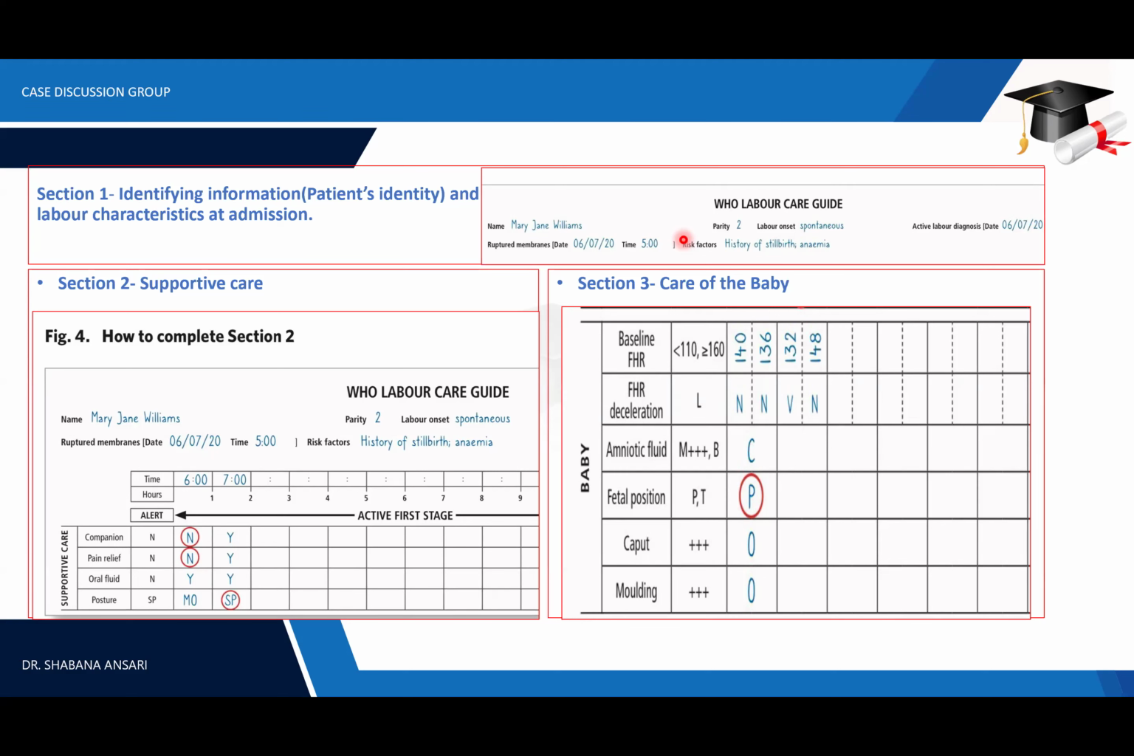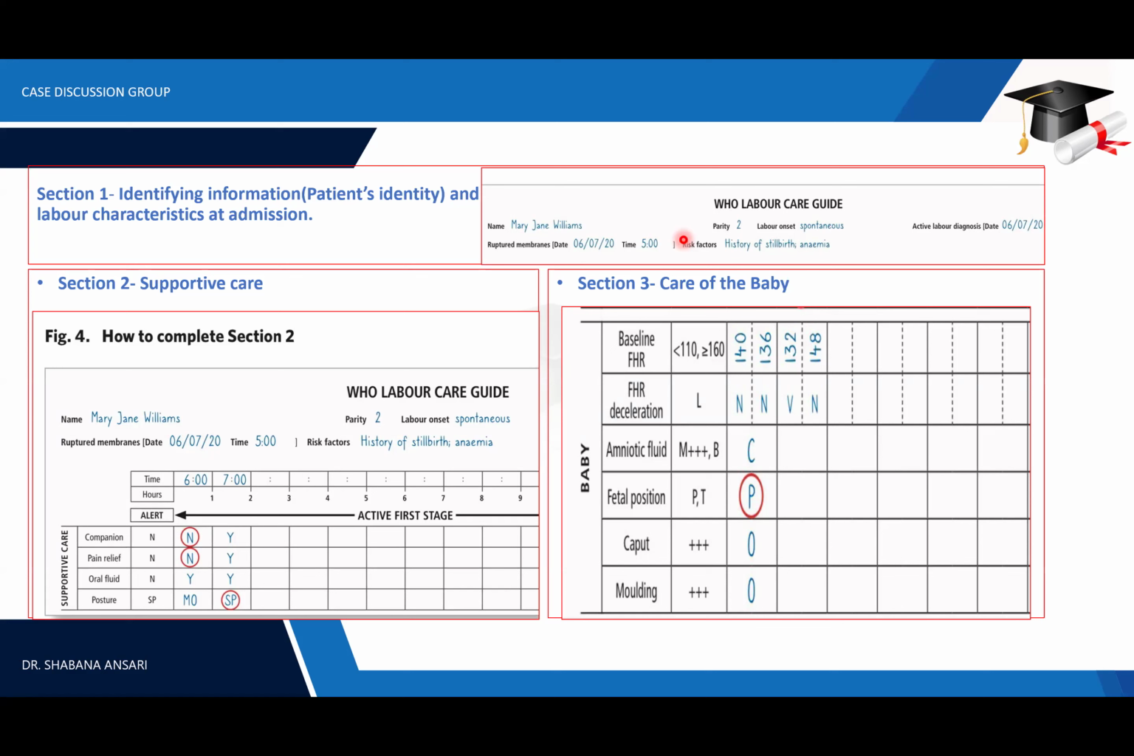Now, in the progression of the labor, in the partograph, we are following that 1 centimeter per hour dilatation. That is the fixed timing. But here we are not following this fixed timing, it is a bit flexible. And in every section, we are noting when the alert part is there or when it is not alarming. Okay, we can go ahead.